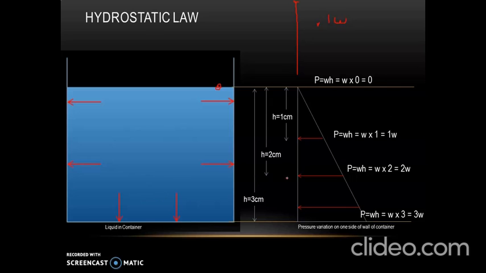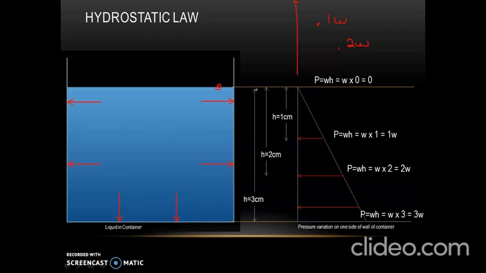Then next we want to find what is the pressure of the liquid at depth equal to 2 centimeter. We will use the equation P is equal to W into H. W is constant into H is 2. So we will get P is equal to 2W at H equal to 2 centimeter. So we will again show H. For H equal to 2 centimeter, we will write the value of pressure.